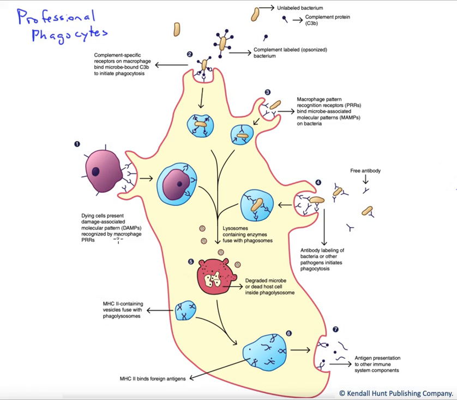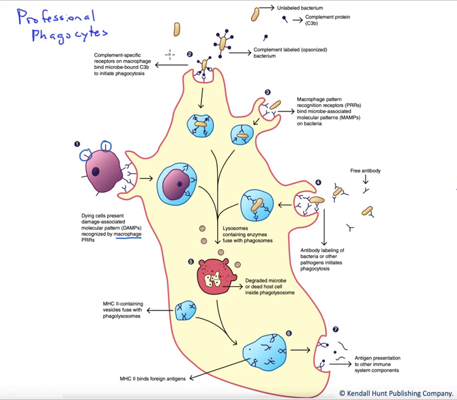Now, the macrophages over here on the left, in number 1, will also respond to dying cells. Dying cells express what are called damage-associated molecular patterns on their cell surface. And that labels them for phagocytosis by this macrophage.